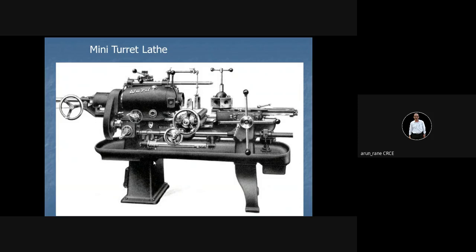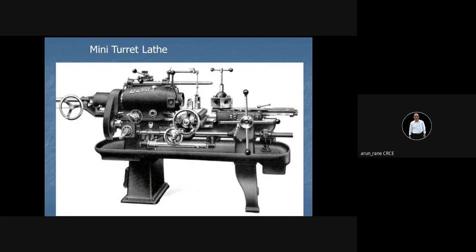Generally, these machines are semi-automatic. Now you can see one bar kind of thing here. This is your workpiece material, a round material or round workpiece which comes inside. It can be pulled automatically. This workpiece can be pulled automatically. That is what is called the bar feeding attachment.